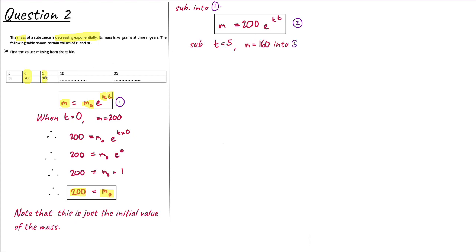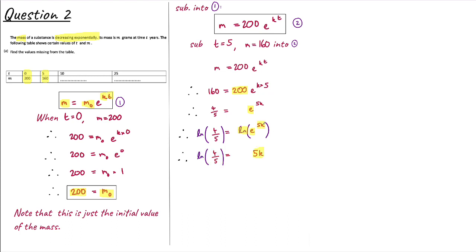Next, let's sub in t equals 5 and m equals 160 into this new equation. Well, that gives us this, which simplifies to this after dividing by 200. To get rid of the exponential, we apply the inverse function, the natural log, log to the base e, to both sides. You can think of the natural log and the exponential on the right hand side cancelling one another out, leaving us with the power 5k. The final step is simply to divide both sides by 5.